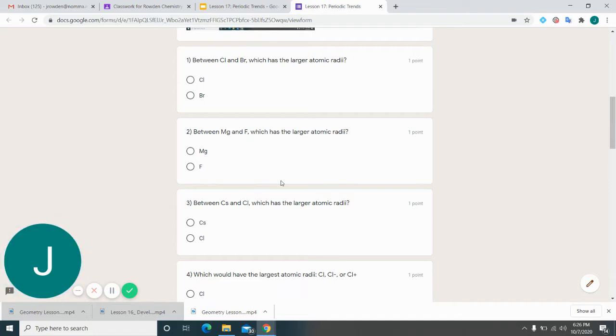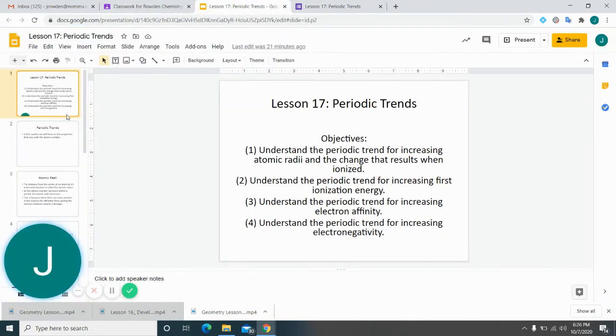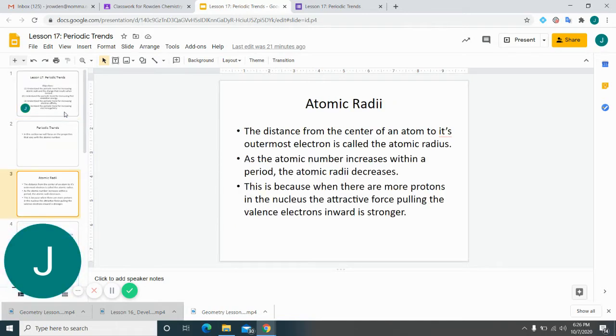So I'm going to discuss each trend, and then I'll let you try the problems, and then I'll go over the problems. So we have 4 trends we're going to discuss, so this will be cut up into 4 pieces. So the first trend is the atomic radii.